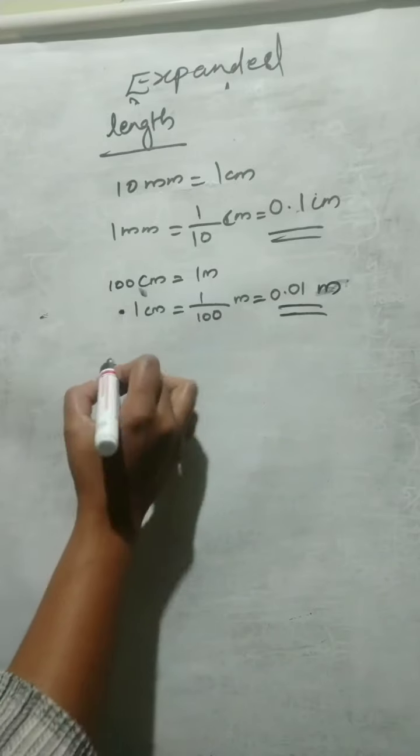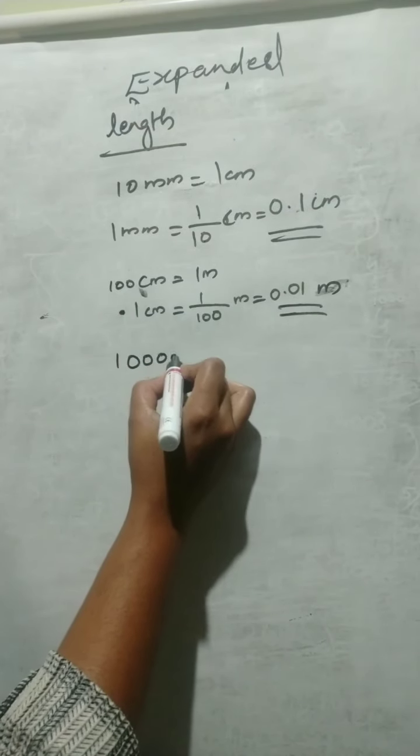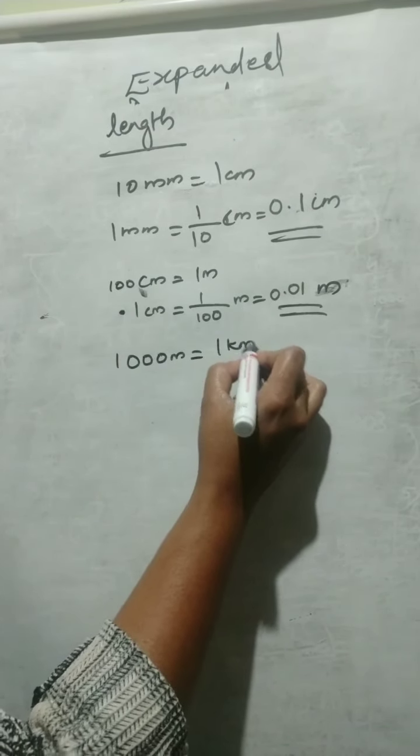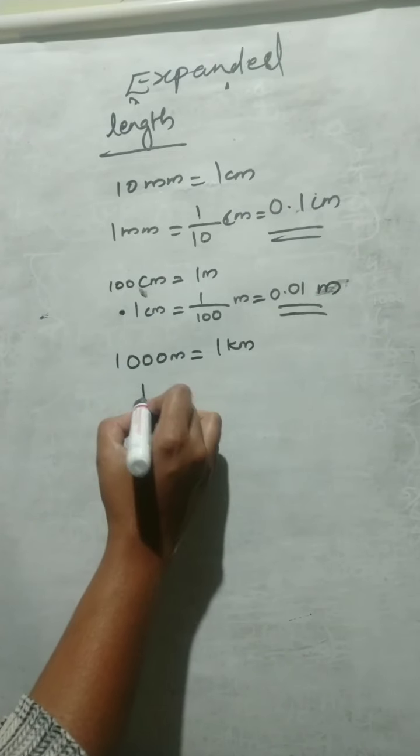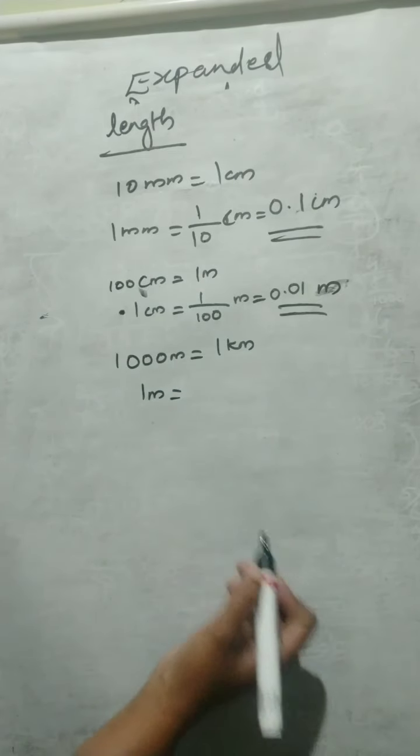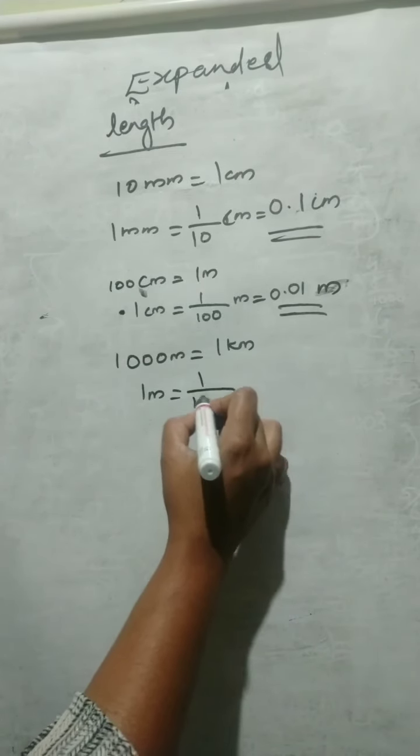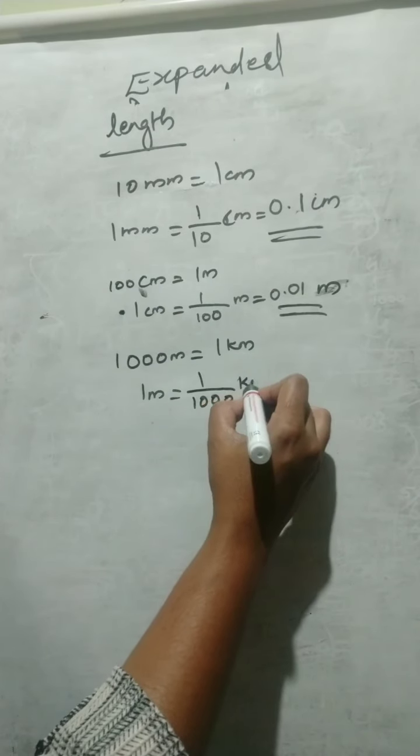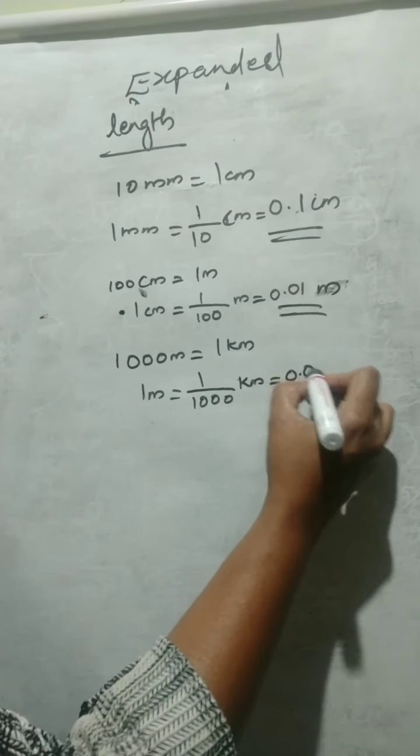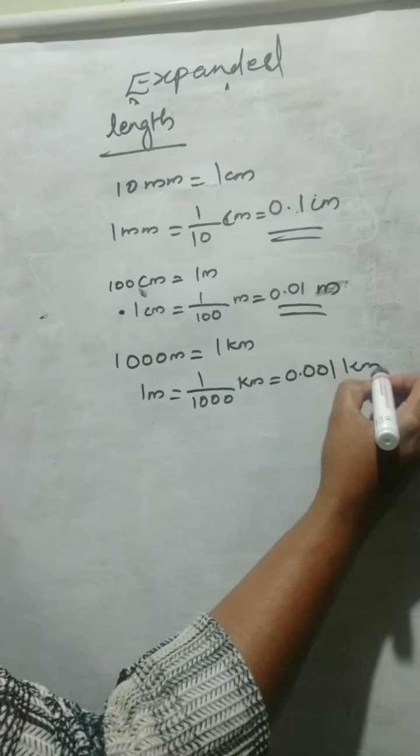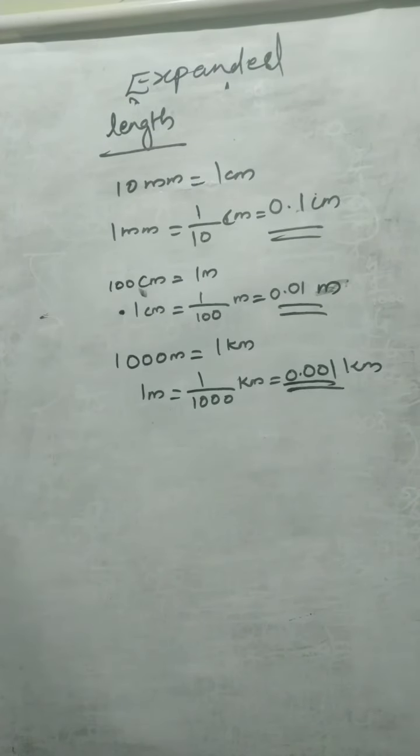Clear? Next, 1000 meter will be 1 kilometer. So we can say 1 meter will be how much kilometer? 1 on 1000 kilometer. That is equal to 0.001 kilometer. Okay.